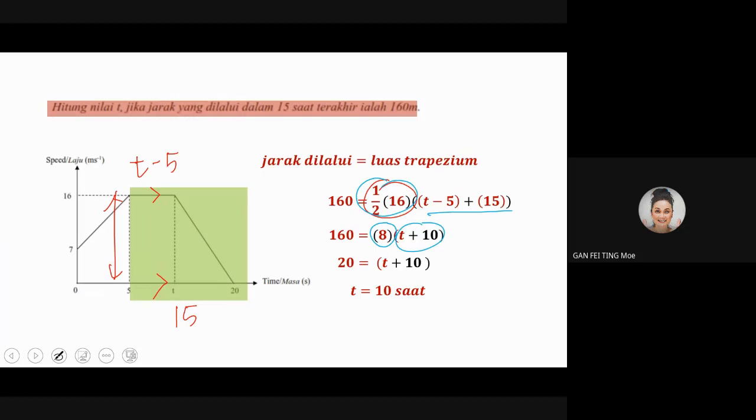So this will be the question of graph. Please remember there are 2 types of graph. After this, open up your speed-time area under the graph. Refer to these 2 types of graph. If you need any help, you can PM me anytime.